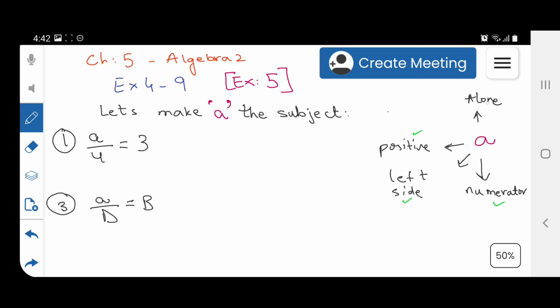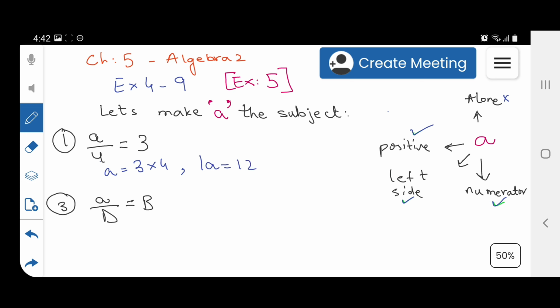So let's see if a is all alone. No, it is not all alone. Is a positive? Yes, it is positive. Is a on the left side? Yes, it is on the left side. Is a in the numerator? Yes it is. It means now the task is to make it all alone. What is here on the left side which we can shift? It is 4. So this is 4 in the form of division, because a is getting divided by 4. So what is the opposite of division? It is obviously multiplication. So here you are going to send this 4 to the other side. So you can say a equals 3 multiplied by 4, and these are numbers, so obviously we can solve them. 3 into 4, we all know, is 12.